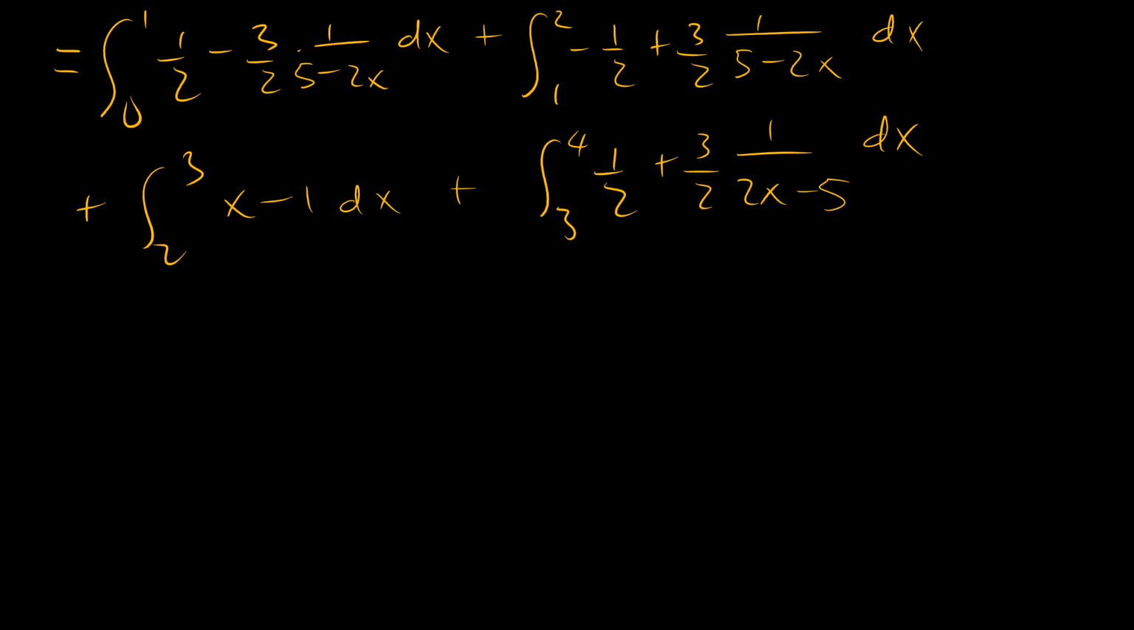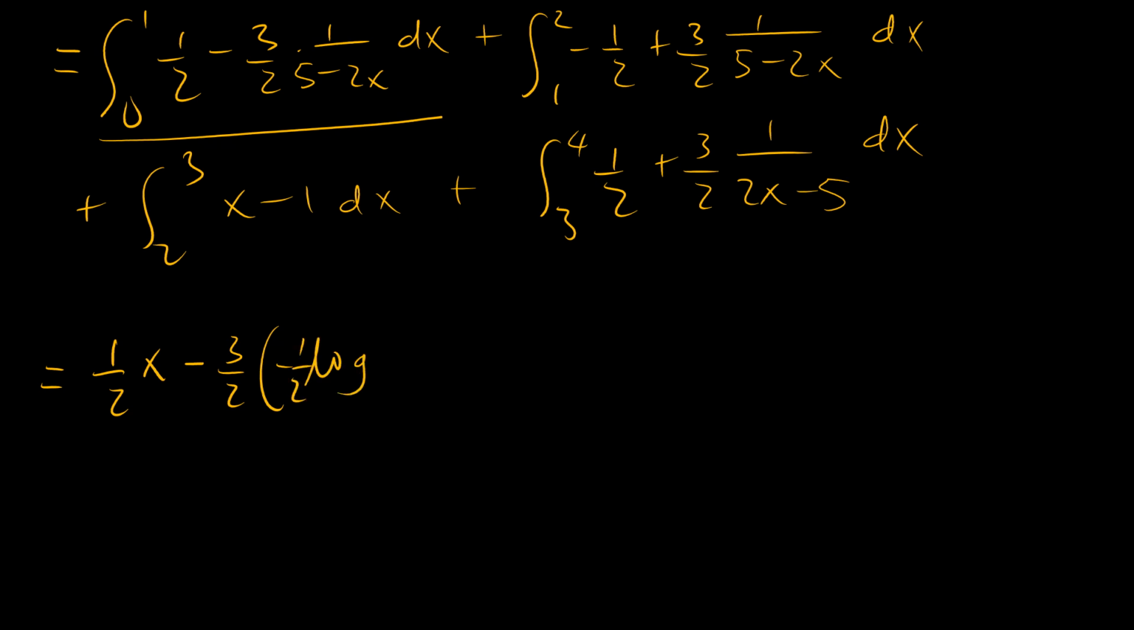Okay, so this is equal to, we're solving for this, a half x minus 3 over 2 in brackets, negative a half of 5 minus 2x natural log, from 0 to 1.